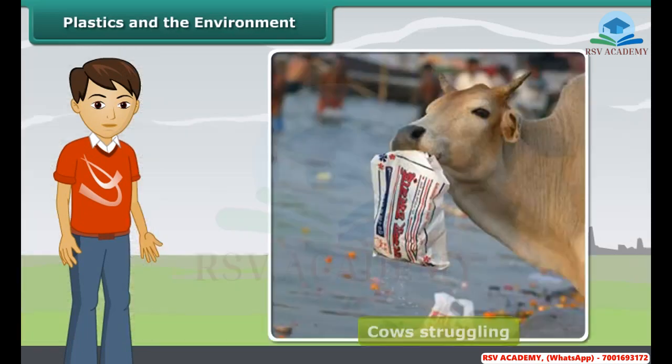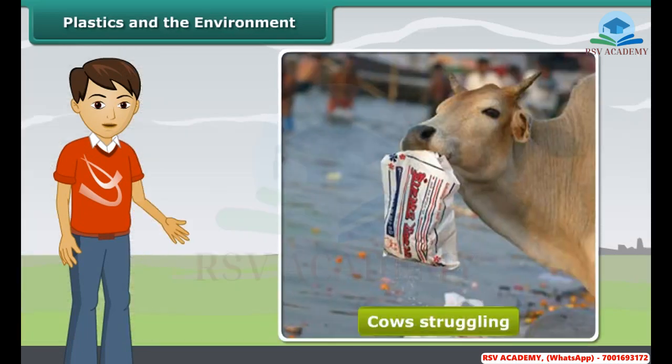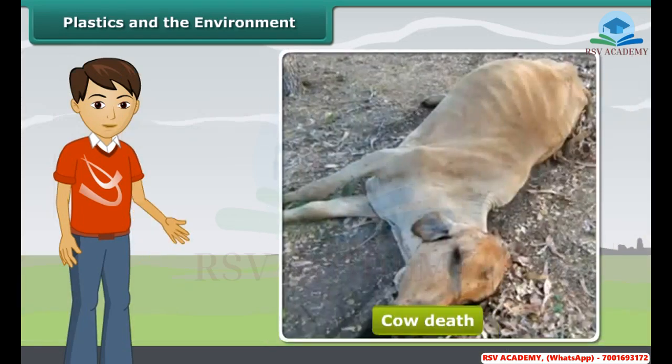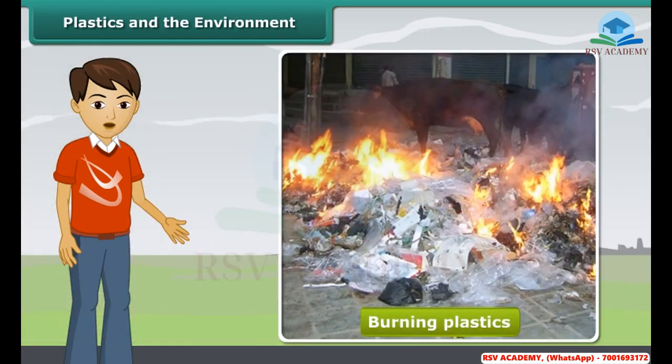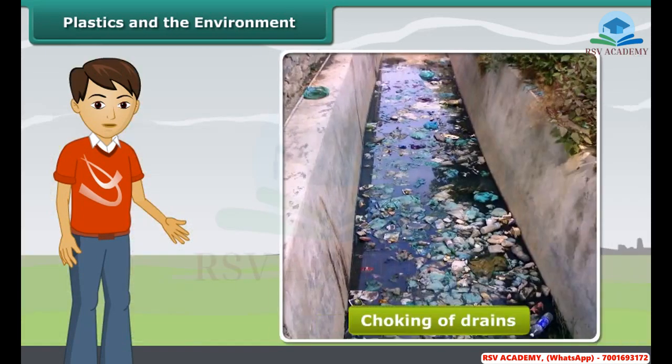You must have seen cows struggling to take out food from the plastic bags thrown near the garbage heaps. They end up eating the plastic bags as well. It can choke their respiratory tract or form a lining in their stomachs, causing their death. On burning plastics, it releases toxic fumes into the atmosphere. Another plastic menace is the choking of drains, which leads to their overflowing and flooding during the rains.